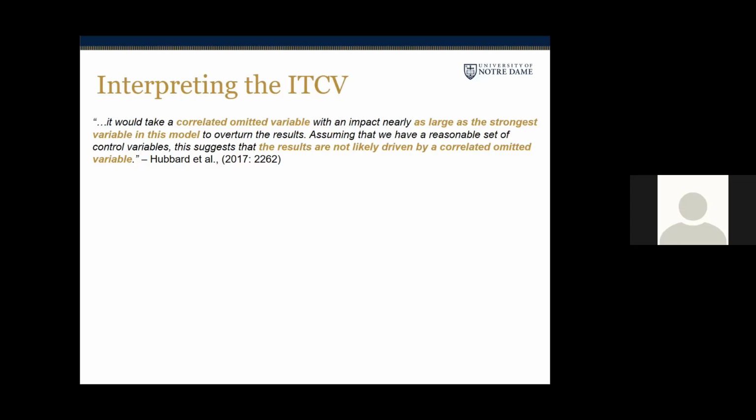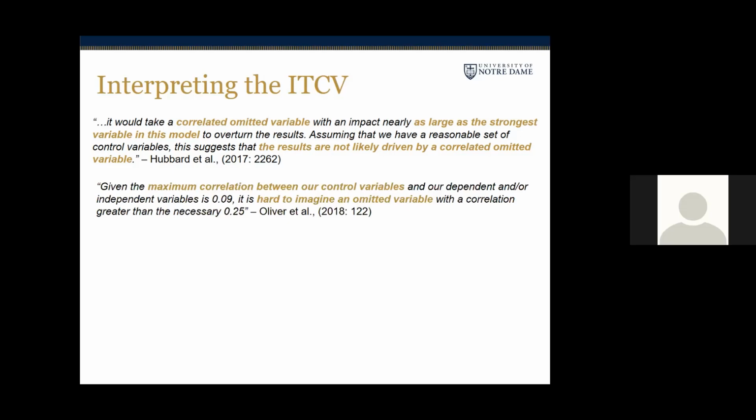The first paper to do this in management research was Tim Hubbard, who's in the office right next to mine as we speak. I can hear him talking, and some of his colleagues in 2017. This was the first ITCV paper in strategy, and he'll never let me forget that. But he basically said, look, we have this ITCV value. In order for it to have driven our causal inference, it would have to have a relationship with the IV and the DV as strong as the strongest control variable we have in the model. That seems unlikely, right? If we can control for all these usual suspects, it would be hard to imagine this omitted thing that none of us have ever measured before being as strong as the absolute strongest control variable.